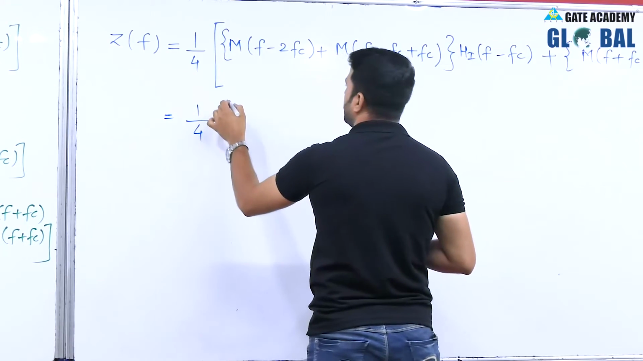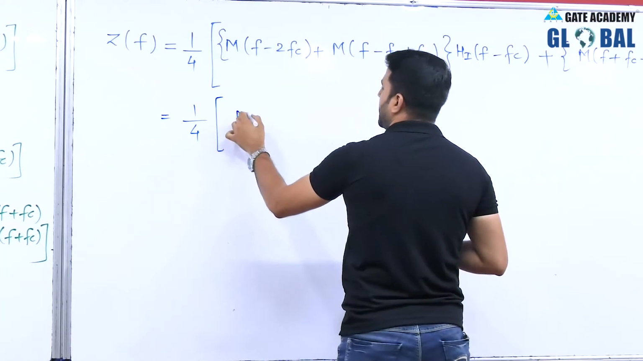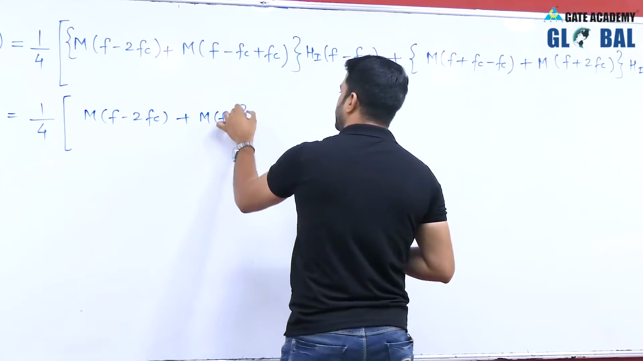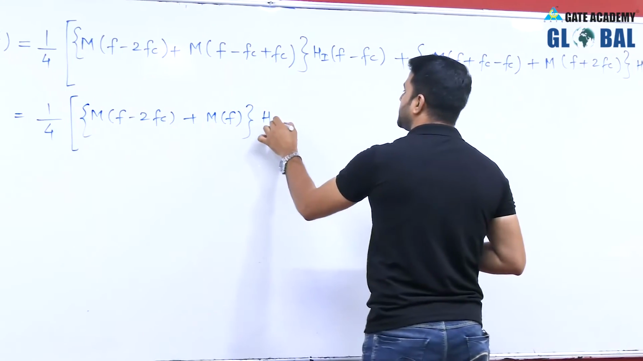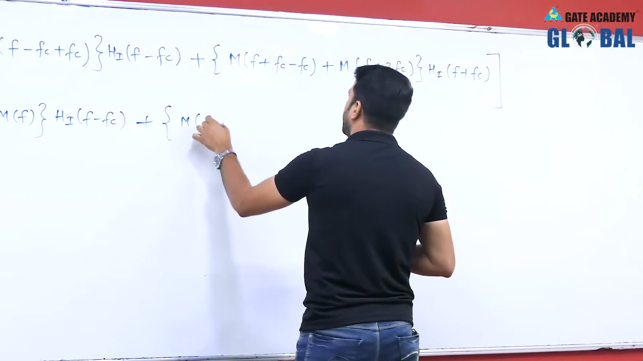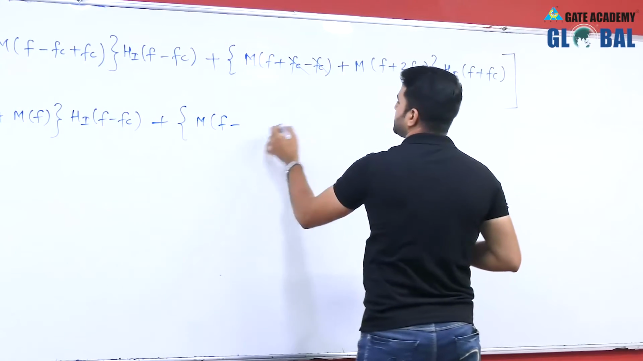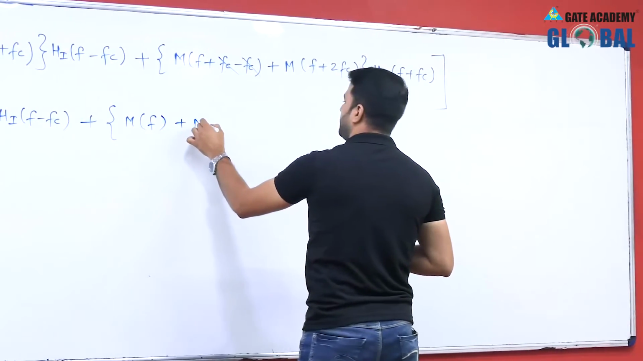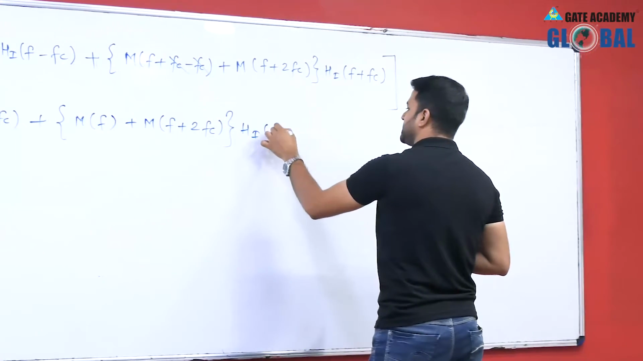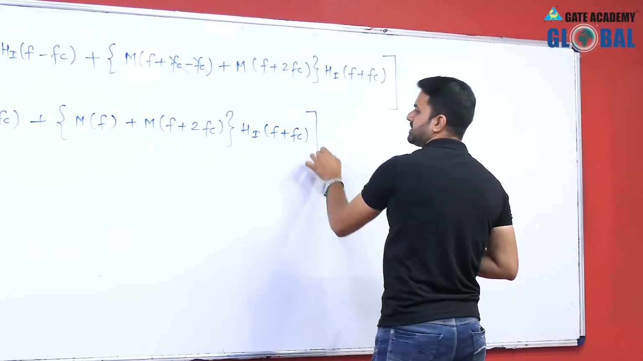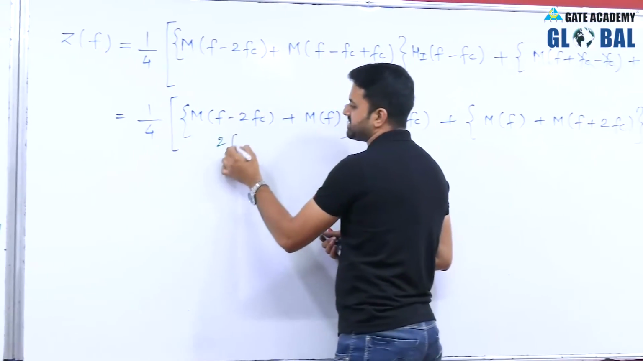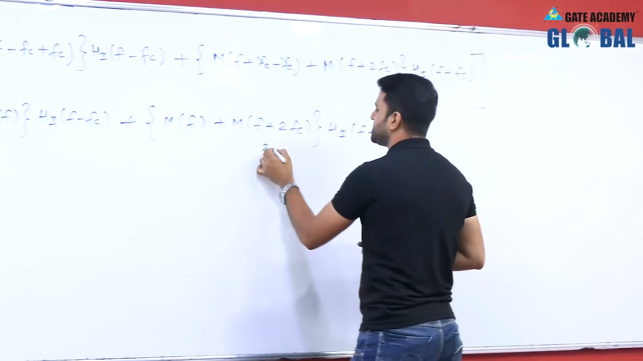Now we have 1/4 [M(f − 2fc) + M(f)], this whole term is multiplied with H_i(f − fc) plus [M(f) + M(f + 2fc)], and this whole term is multiplied with H_i(f + fc). Now this is f − fc, meaning it is shifted by 2fc, and it will also be shifted by 2fc.